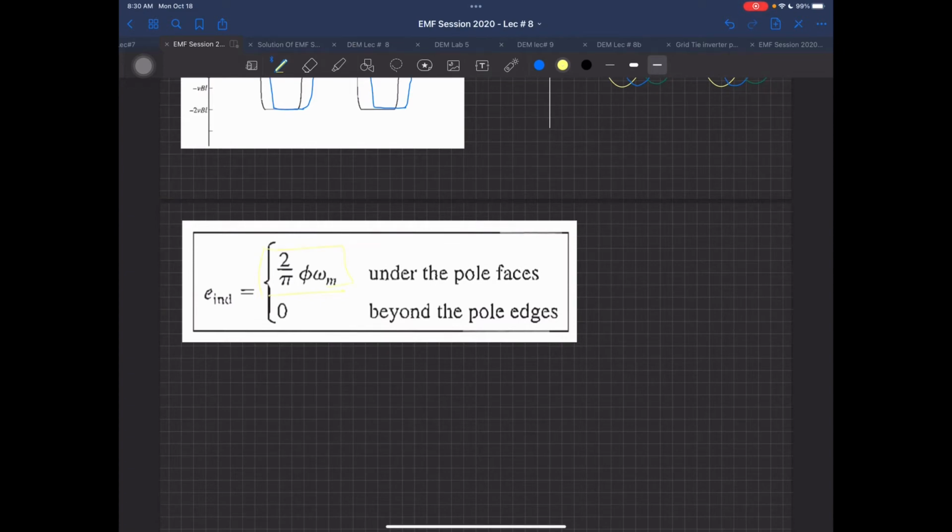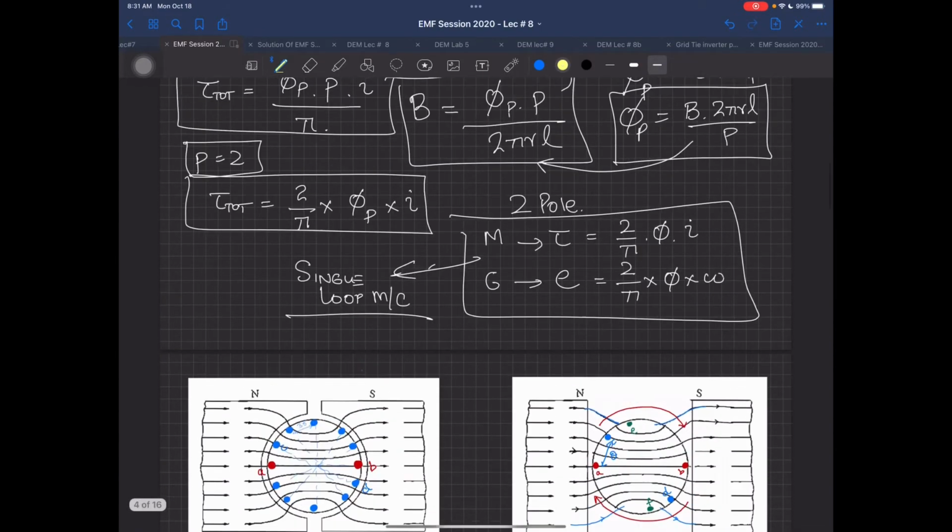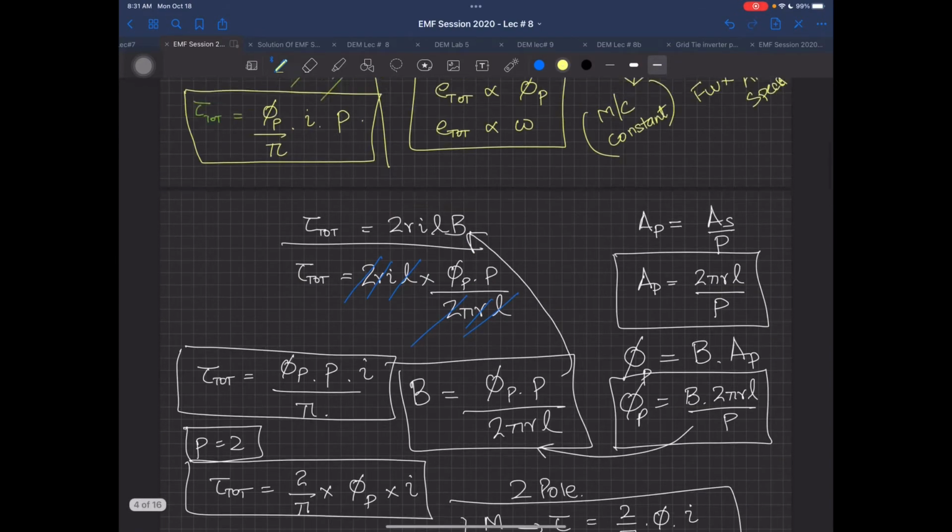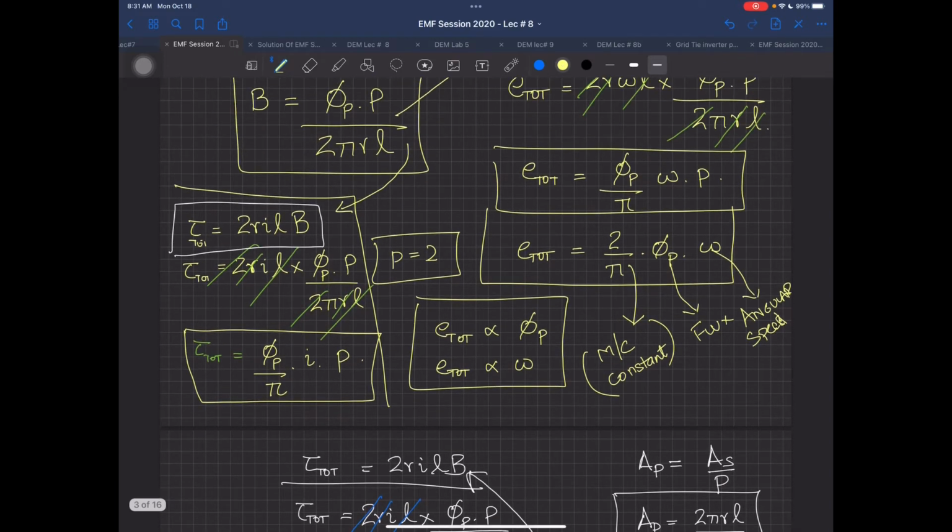Omega m is actually the motor speed. You can just use omega also. It's totally up to you. But we also had the general formula. If you remember, E was equal to phi p by omega, by pi into omega into p. So if you put p equal to 2, this becomes 2 by pi into phi into omega.